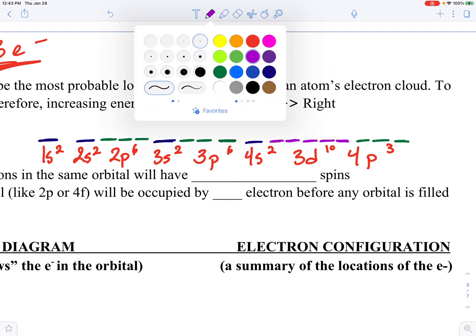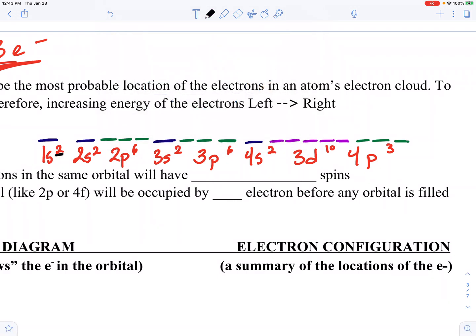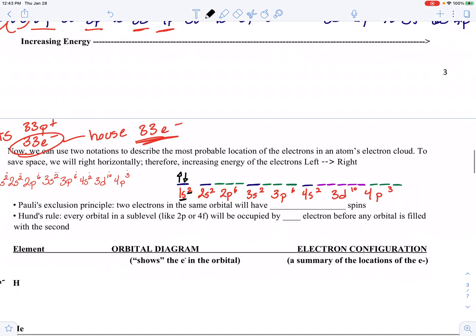So the next thing I need to do is put my guests, or my electrons, into the boxes. So I see that I have 2 electrons in my bunk bed. So I'm going to put 1 electron in, and then I'm going to put my other electron in. So those are my 2 electrons. They do have to spin in opposite directions. That is Pauli's exclusion principle. So 2 electrons in the same orbital will have opposite spins.